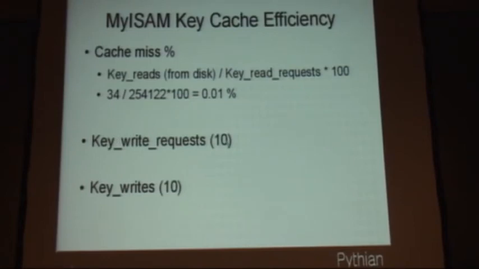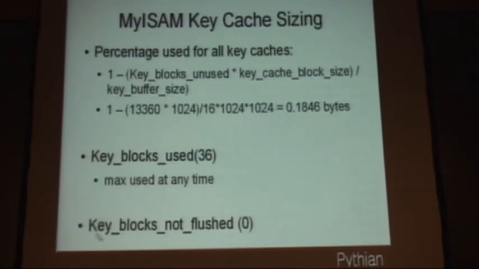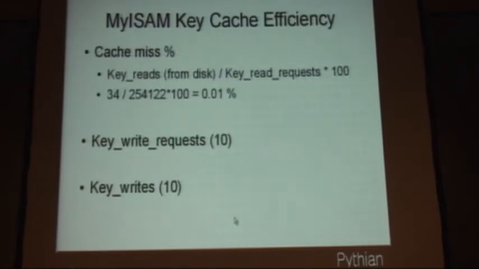Key write requests, so that's how many requests you've gotten to write the index since the server started or since you did a flush status, and then the number of actual writes. So if your key write requests is a lot different from your key writes, you might be delaying and batching them. It could be that there's a request and they haven't been synced yet, so you get this key blocks not flushed. That could be why too. So usually it's the same though.